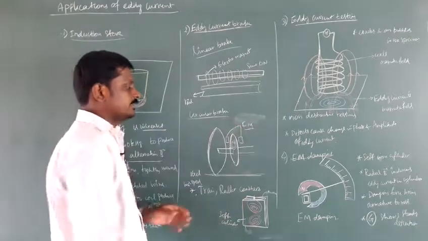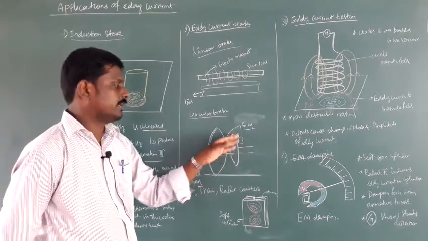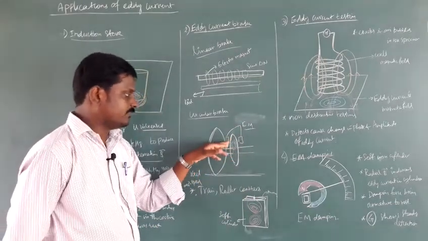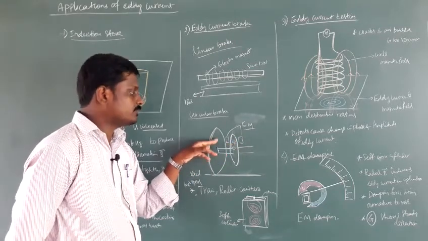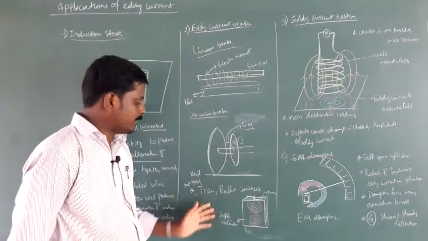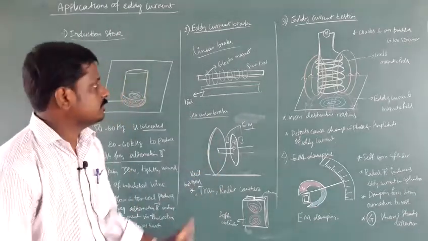So the electromagnet produces a magnetic field around the conductor. That magnetic field creates an eddy current. That eddy current opposes the movement of the wheel, so the train comes back to rest. So this is the second one.